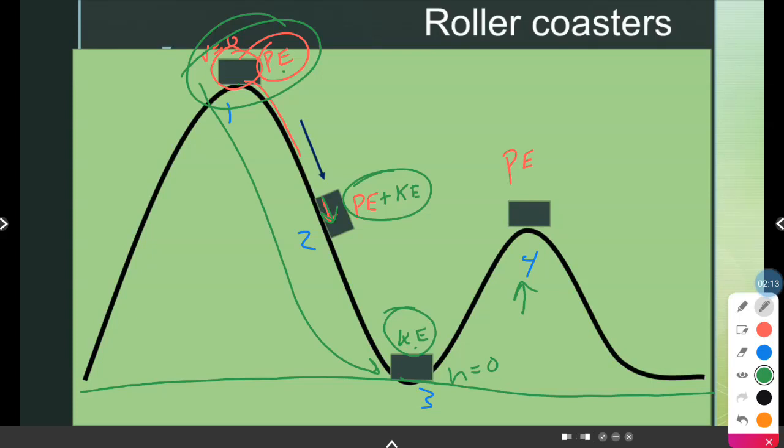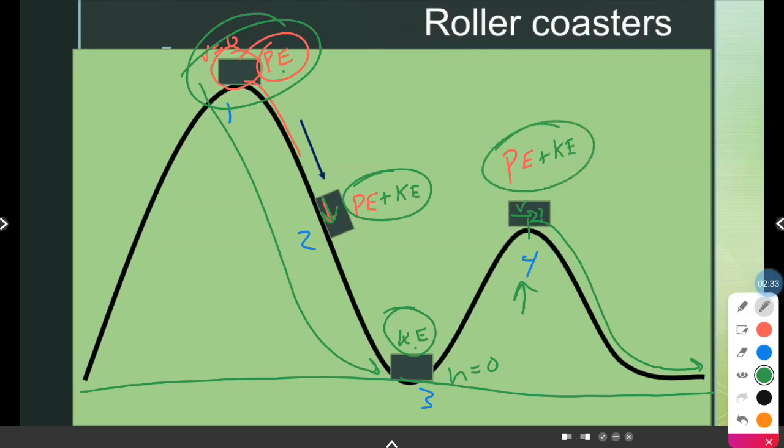But is this roller coaster moving? I certainly hope that it is. Because if it's stopped, then this is where the ride ends. We want to finish the ride. We want to go on to the end. So there's also speed here as well. So we have potential and kinetic energy.